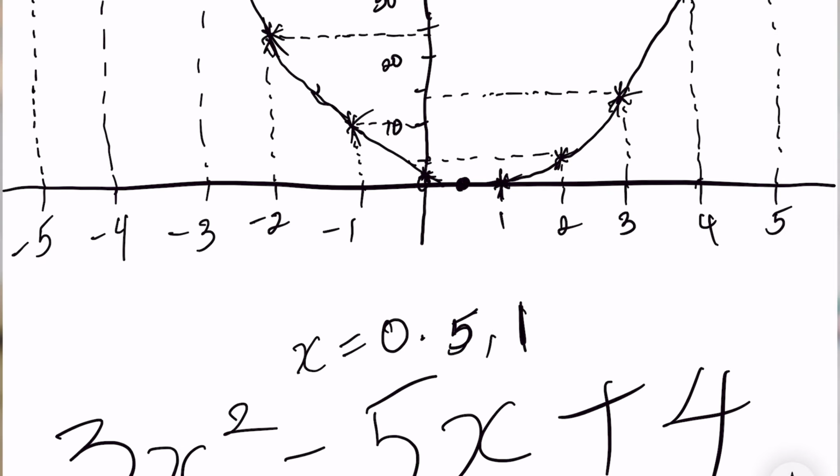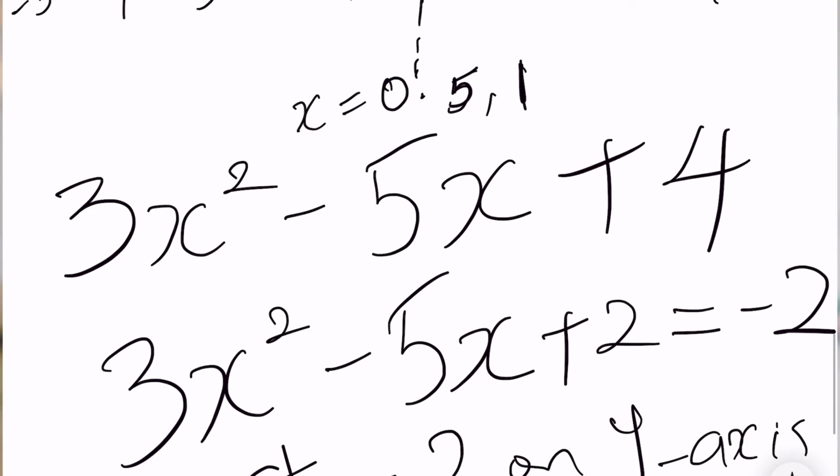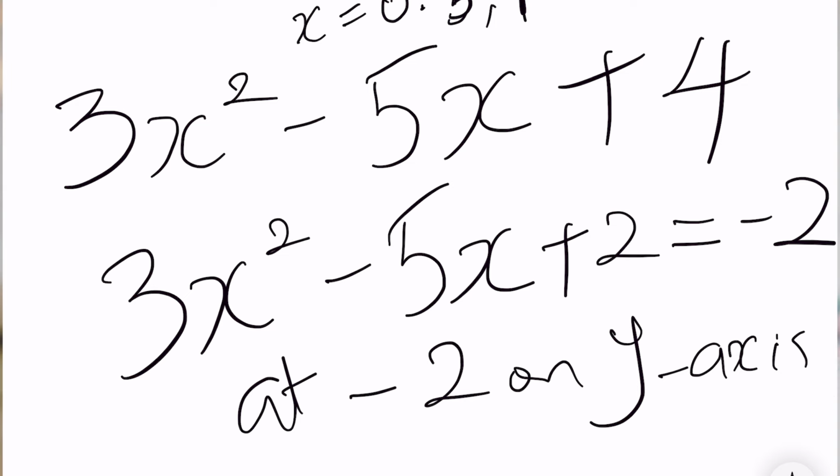Here, we don't have minus 2 on the y-axis. There is no minus 2 here. So for that equation, there is no root on the x-axis. So we have x to be 0.5 and 1 for 3x squared minus 5x plus 2, and for 3x squared minus 5x plus 4, we have it to be 0 and 0.